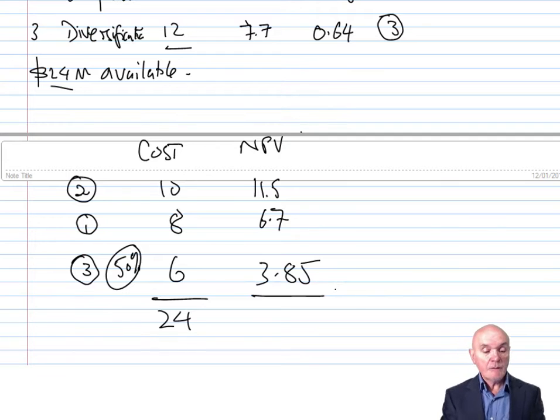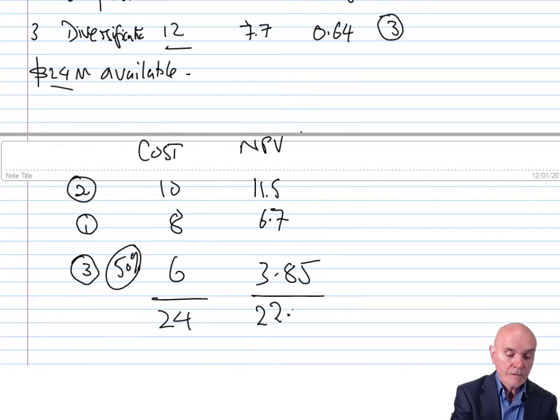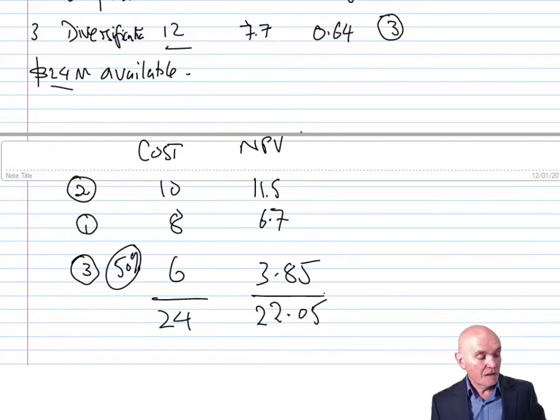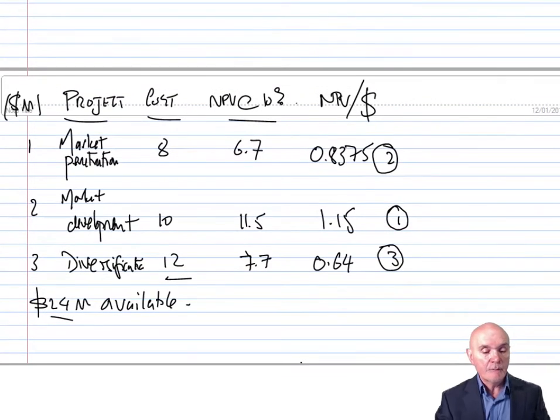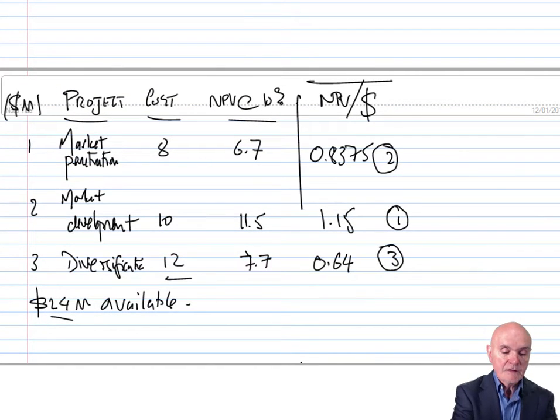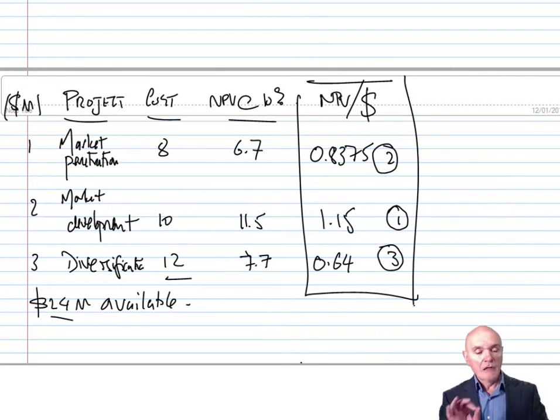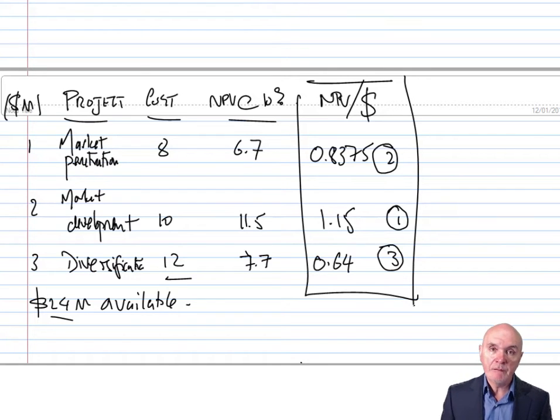So the total NPV we're going to have is 3.85 plus 6.7 plus 11.5, which is 22.05. And that would be the best, most efficient use of this very precious, restricted amount of cash we have available. The key to this really is to remember this: it's the net present value per dollar required in the restricted period. It gives you an order in which to assign money to the projects.